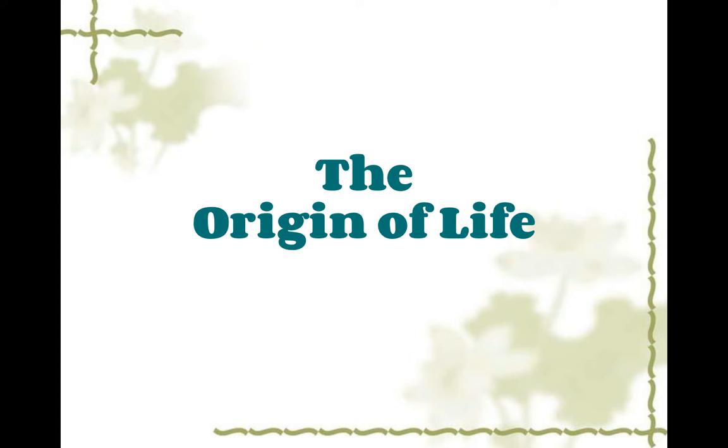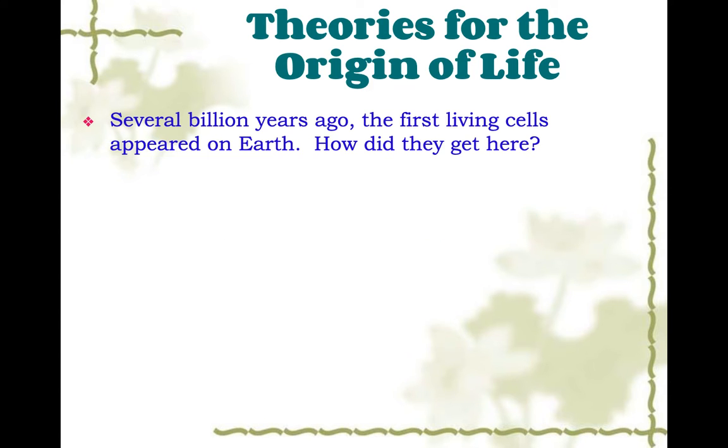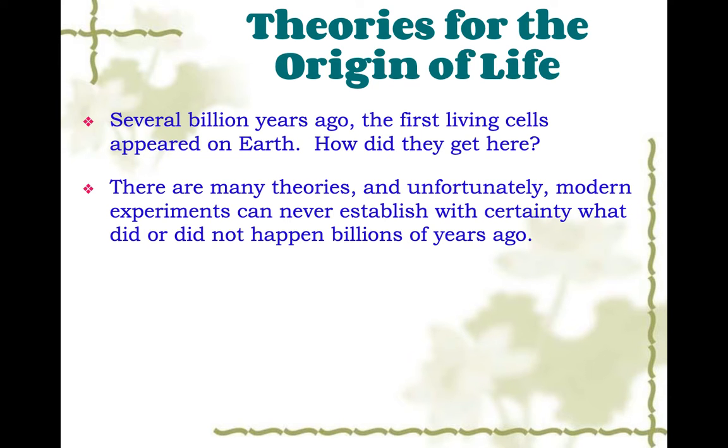So, this is going to be a very basic overview of what is thought as to the origin of life. Several billion years ago, we know that the first living cells appeared on Earth. So, how did they get here? Where did they come from? How did they come to be? There are many theories, and unfortunately, modern experiments can never establish with certainty what did or did not happen billions of years ago.